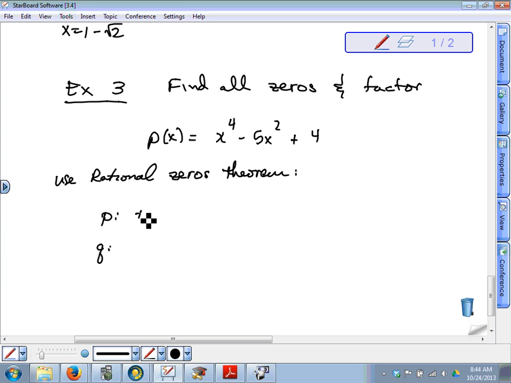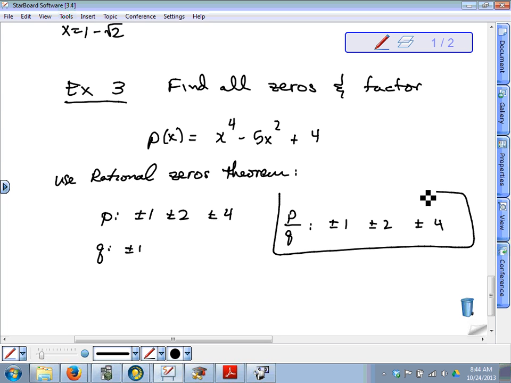The factors of p are plus or minus 1, plus or minus 2, plus or minus 4. Factors of q are plus or minus 1. So when you divide all the factors of p by all the factors of q, p divided by q is the actual list, which is plus or minus 1, plus or minus 2, and plus or minus 4. So that's your list of possibilities. It is not guaranteed that any of those will work. This might be a polynomial that only has irrational roots, or it might have all complex ones.